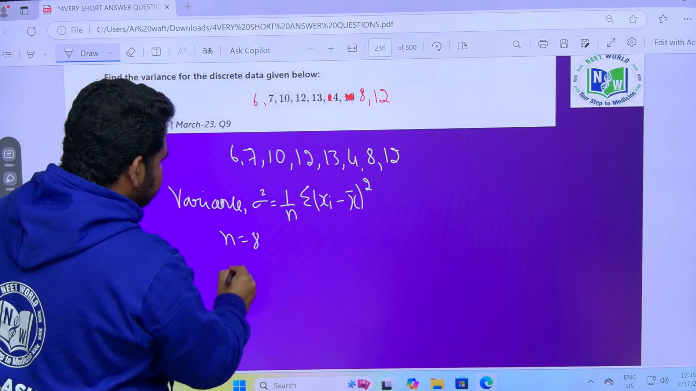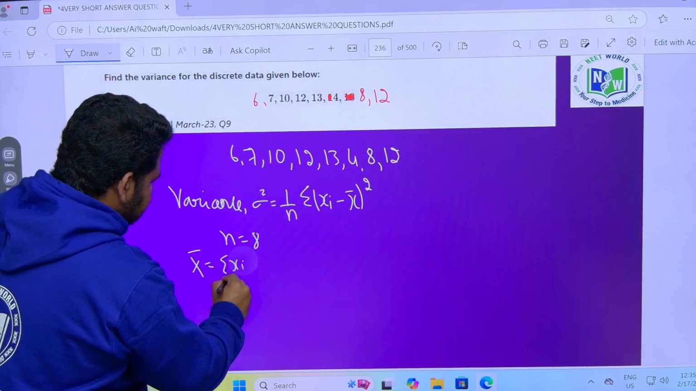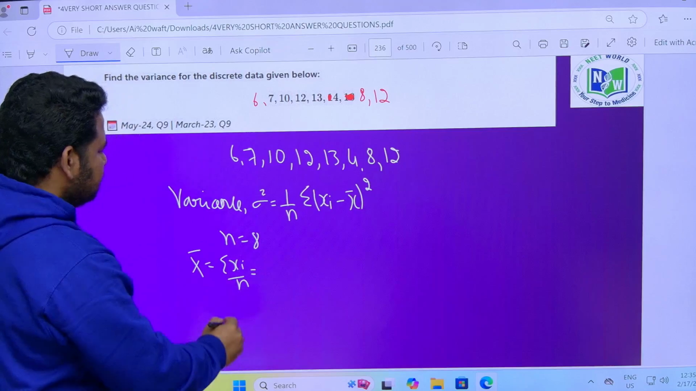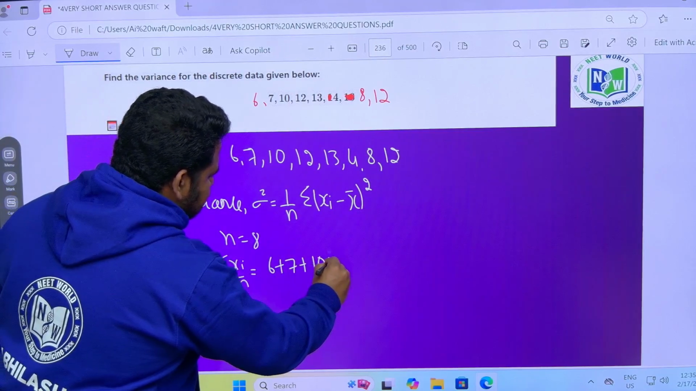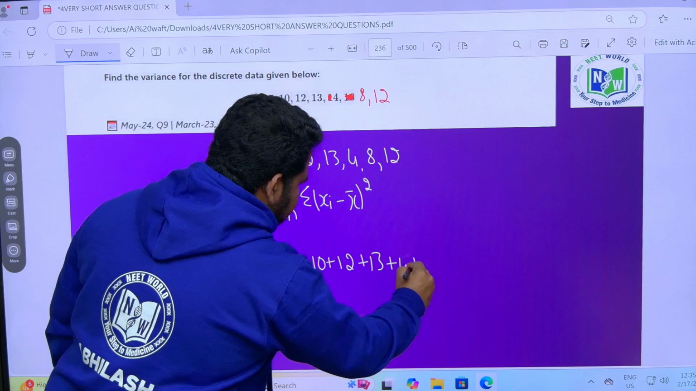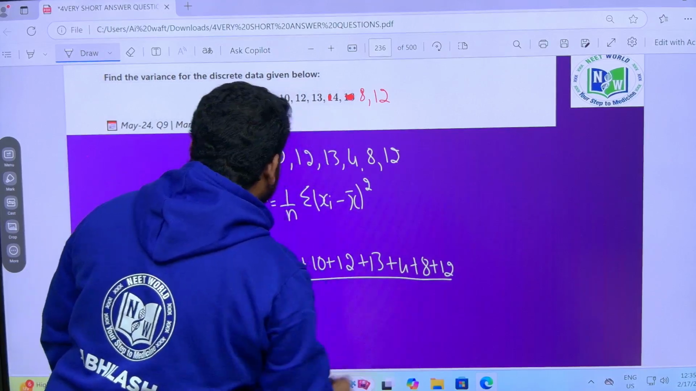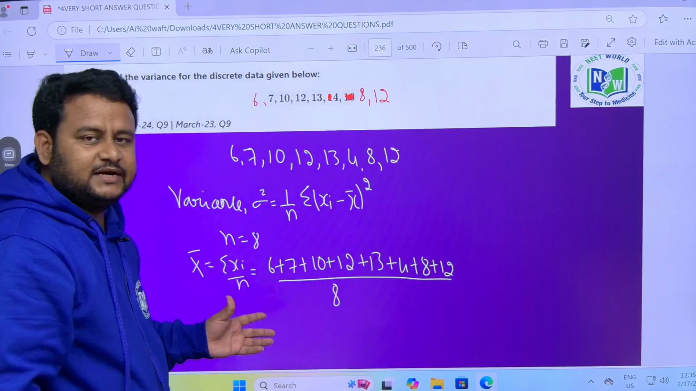N is 8. So we have to find the arithmetic mean. Arithmetic mean will be summation of xi by n, right? Sum of all this divided by n. Sum of all this is 6 plus 7 plus 10 plus 12 plus 13 plus 4 plus 8 plus 12, divided by n. Number of observations n we got as 8.